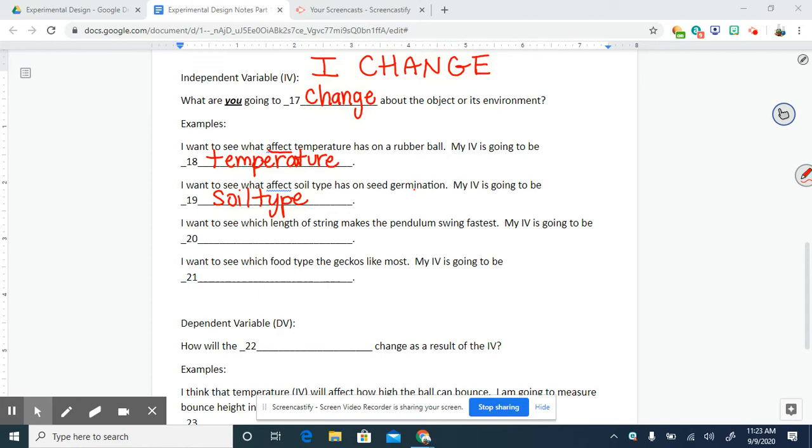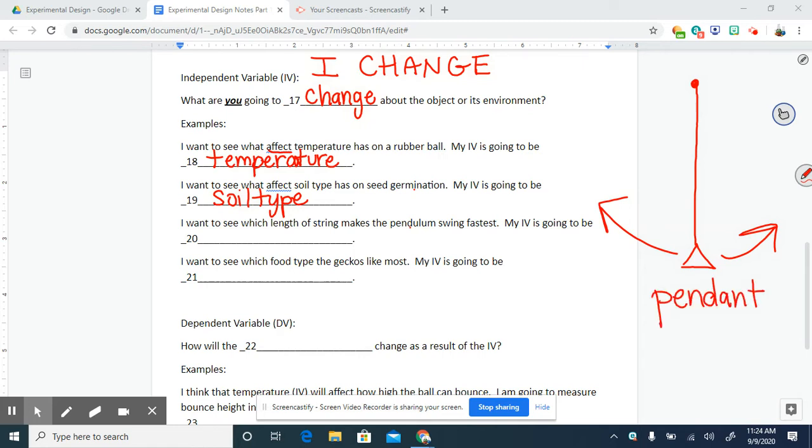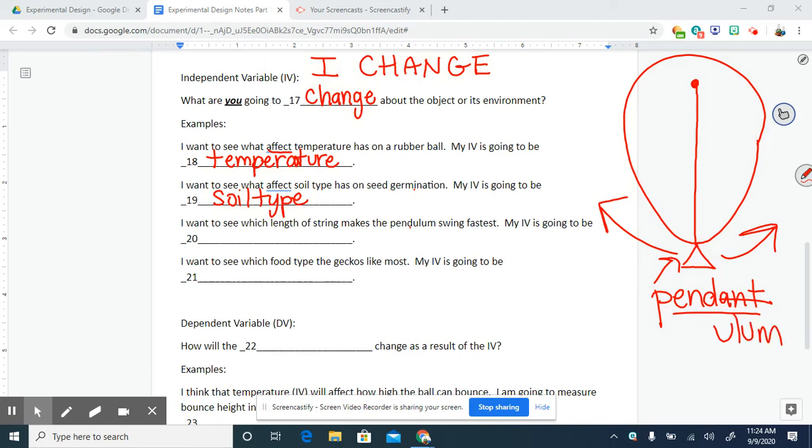Number 20, I want to see what length of string makes a pendulum swing the fastest. My IV is going to be, all right, you got to know what a pendulum is. A pendulum is anything that's hanging from a central point, has a weight down on the bottom, and swings back and forth. So a pendulum is anything that swings. This is where the term pendant comes from: when you wear a necklace and it's got something hanging from it, it's called a pendant because it hangs around your neck and dangles down. It's a pendant, like a pendulum.